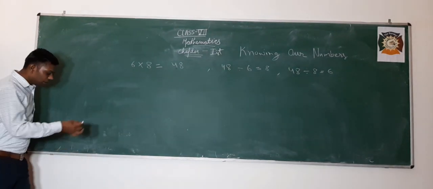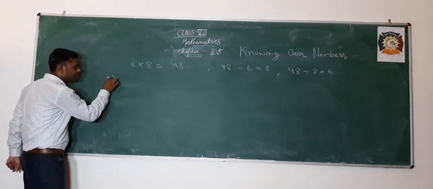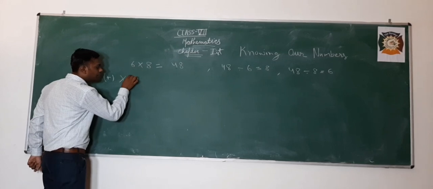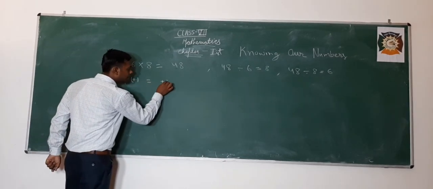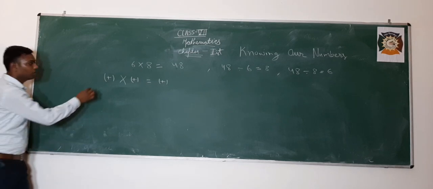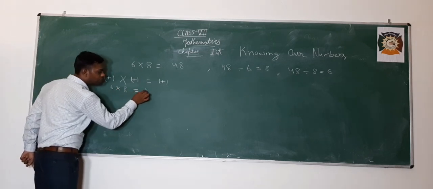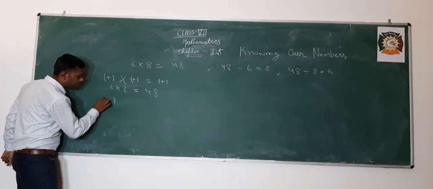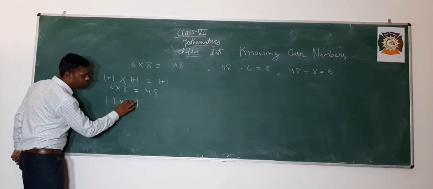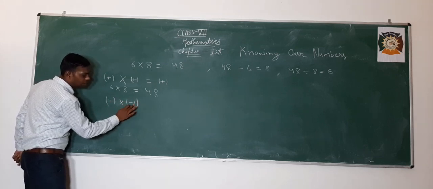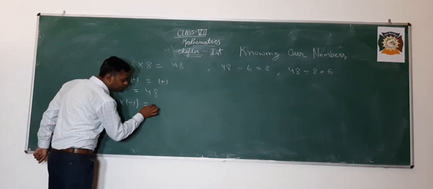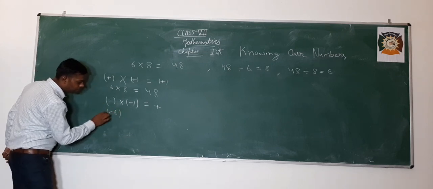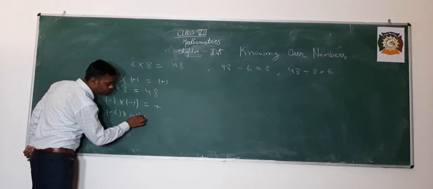Now, there are certain rules. In multiplication, if we multiply a positive number with a positive number, then we get positive. See the example above: 6 into 8 is equal to 48. And next, if we multiply a negative number with a negative number, that also is a positive integer. Consider the same example. Minus 6 multiplied by minus 8 is equal to 48.